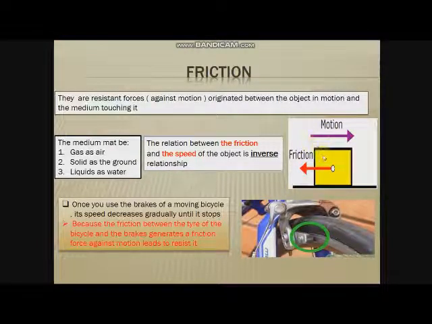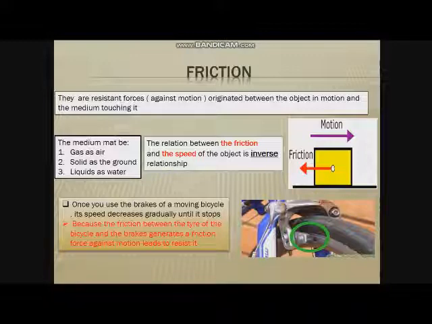Let's come to the second type of forces, which is forces of friction. Friction means the force of resistance, or means resistance force. Force of friction means the resistance force against the motion of the object. What's meant by the word against motion of the object? As you can see in this picture, the word against the motion means in opposite direction to motion.